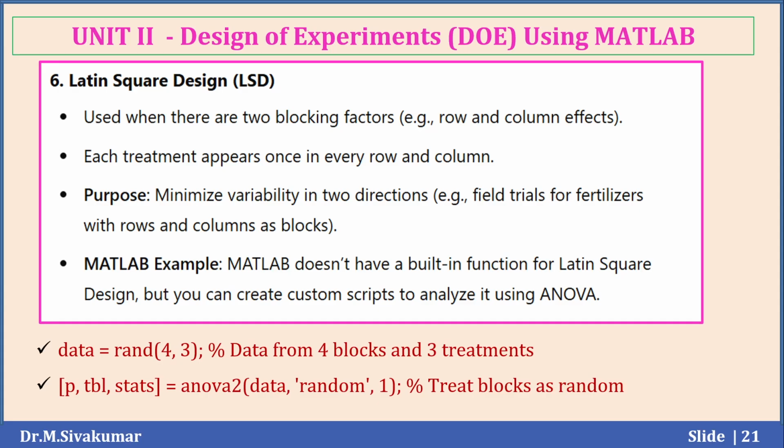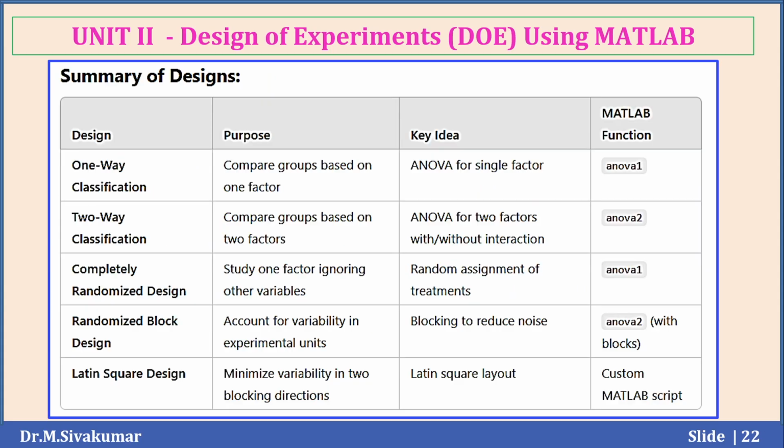And the final design of experiment method is the Latin square design, simply called LSD. What is the purpose of this LSD method in design of experiments? To minimize variability in two directions. An example is field trials for fertilizers with rows and columns as blocks. It is used when there are two blocking factors, a row and column effect. As for the MATLAB example, MATLAB doesn't have a built-in function for Latin square, but you can create custom scripts to analyze it by using the ANOVA inbuilt functions.